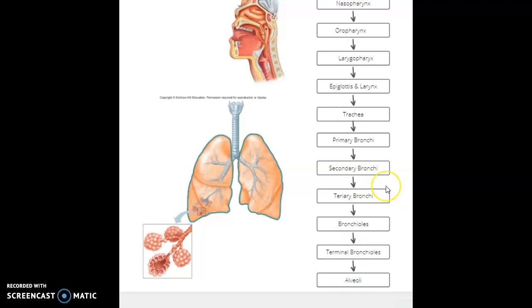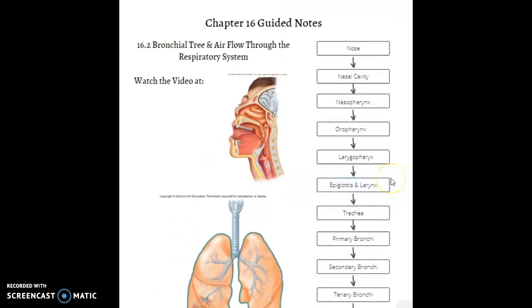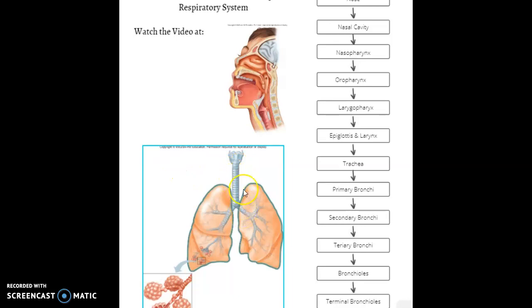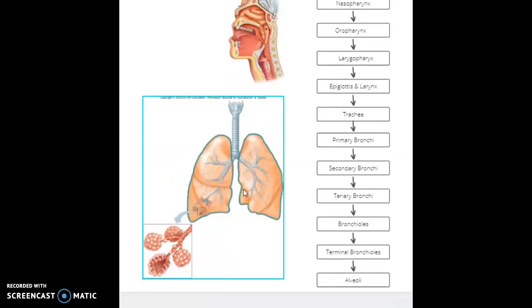Alright, so let's do a quick review, and then I'll go over a couple of functions. So again, we start through the nose. We go through the nasal cavity, right down the back of the throat, which is the pharynx, but the three parts are the nasopharynx first, the oropharynx second, the laryngopharynx third. It is then going to go past this epiglottis and the larynx, or the voice box, into the trachea, which goes down into the chest and the lower respiratory tract.